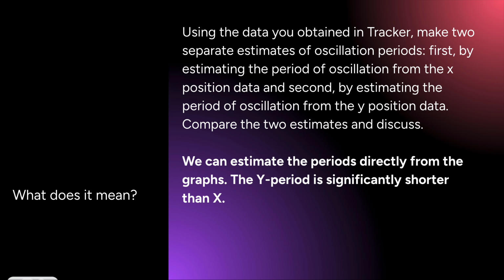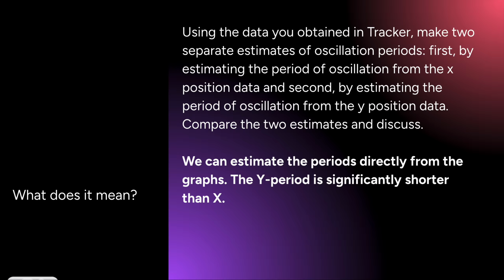So we can estimate the periods directly from the graphs from before, and we see that the y period is significantly shorter than the x. The y period, which is approximately 0.6 to 0.7 seconds, is a faster, more dominant vertical spring oscillation. And in the x period, we have 2.0 to 2.5 seconds, which is a slower horizontal oscillation.